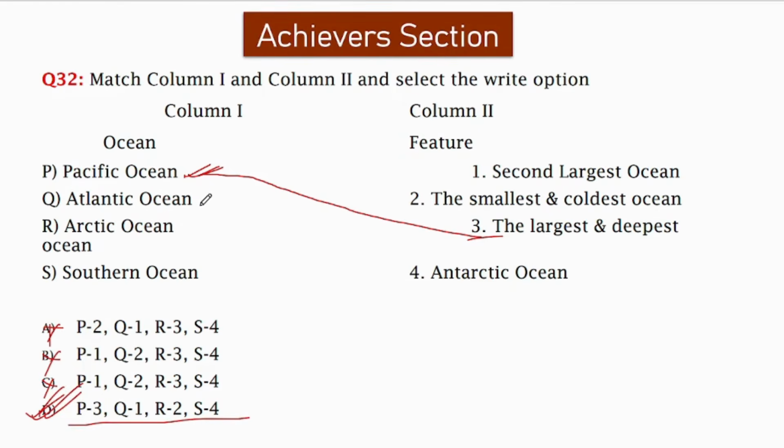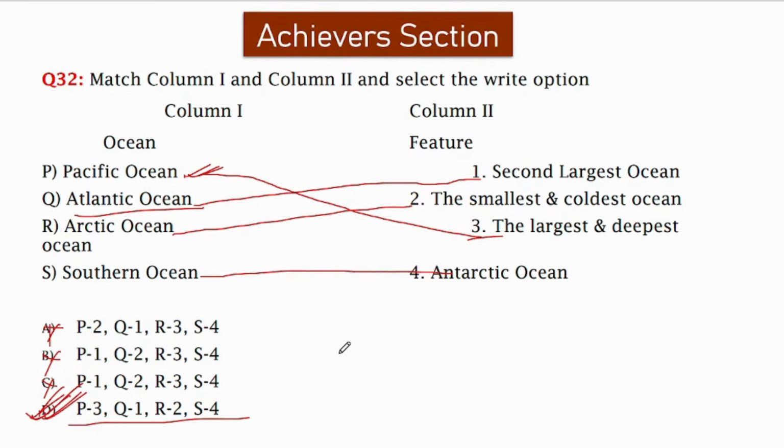Now let's look at the other oceans. Atlantic Ocean, after Pacific Ocean, is the second largest ocean. Arctic Ocean is the smallest and coldest ocean, colder at the pole, and Southern Ocean is also called Antarctic Ocean. So with this elimination technique, it becomes so simple and easy to solve this question. Let's move on to the next question.